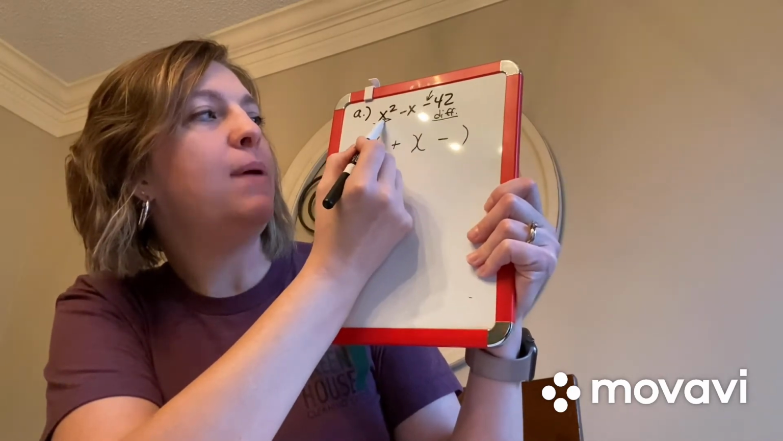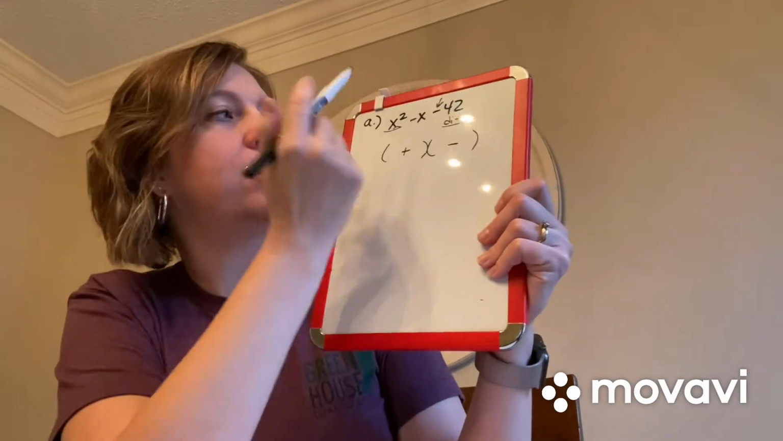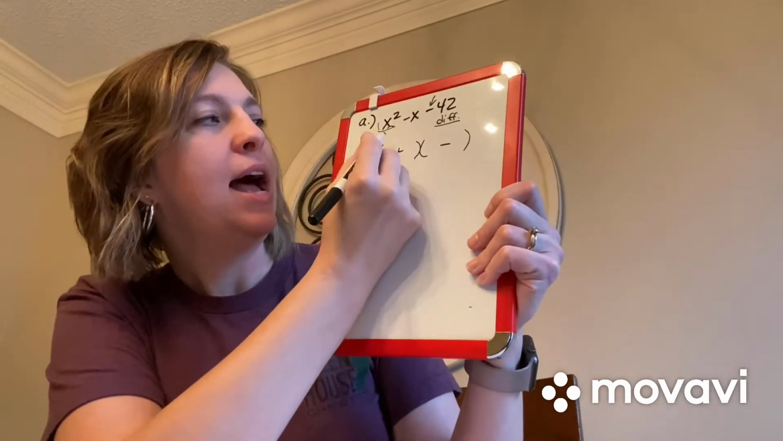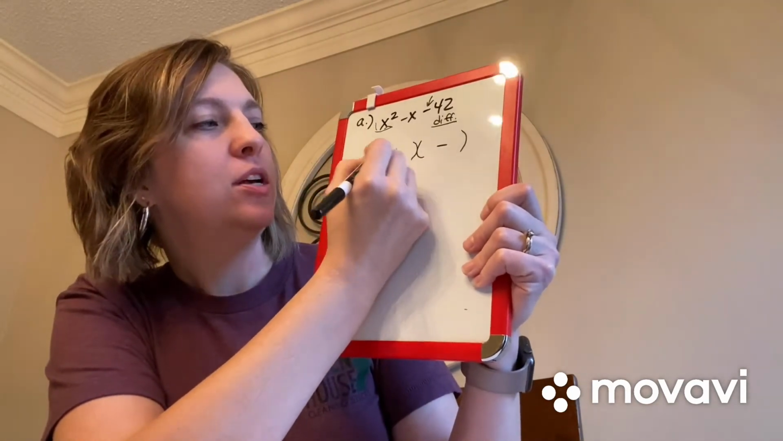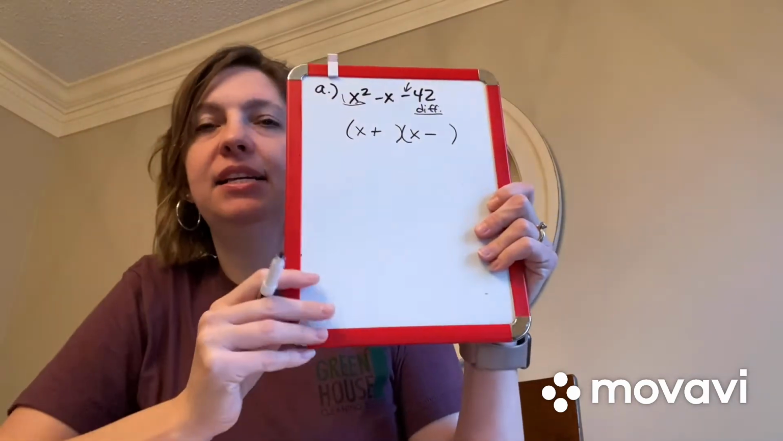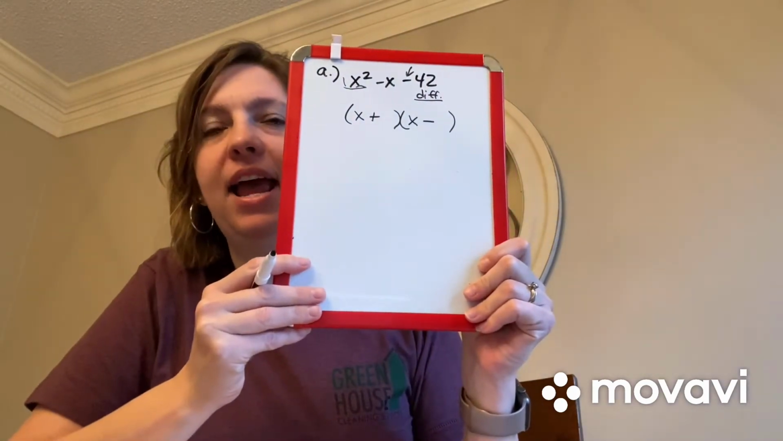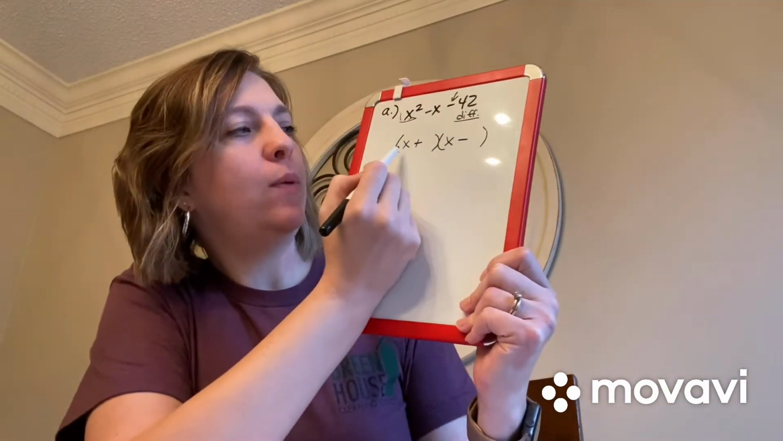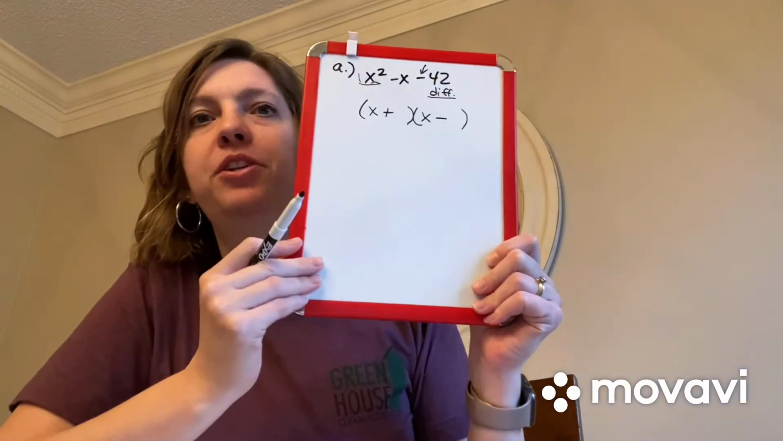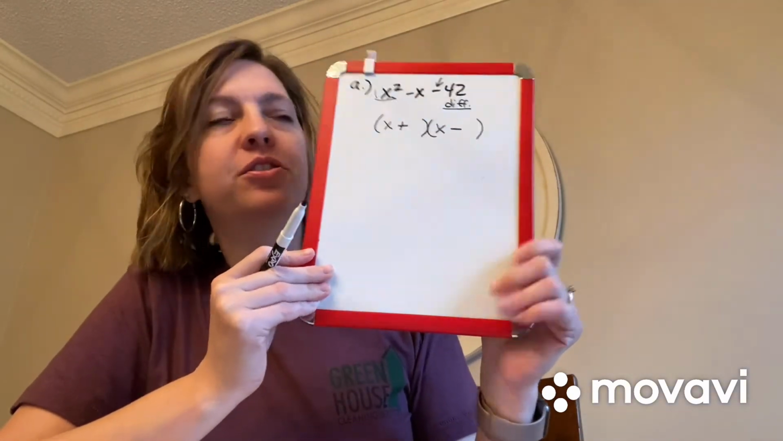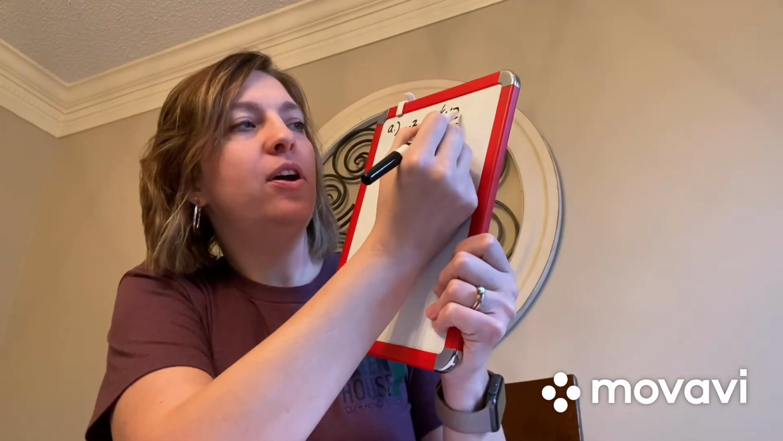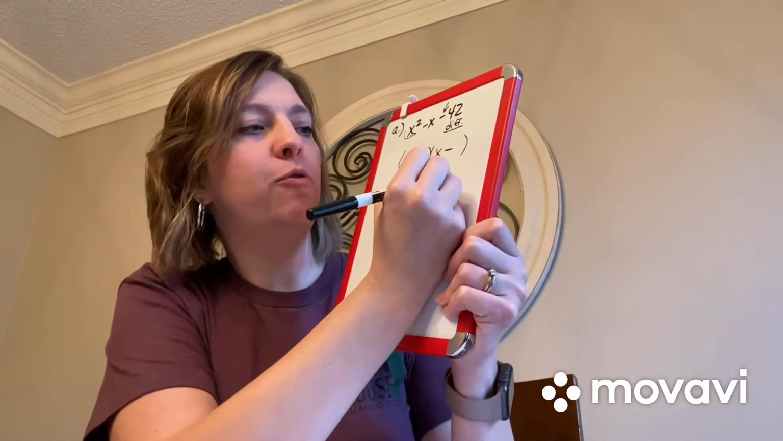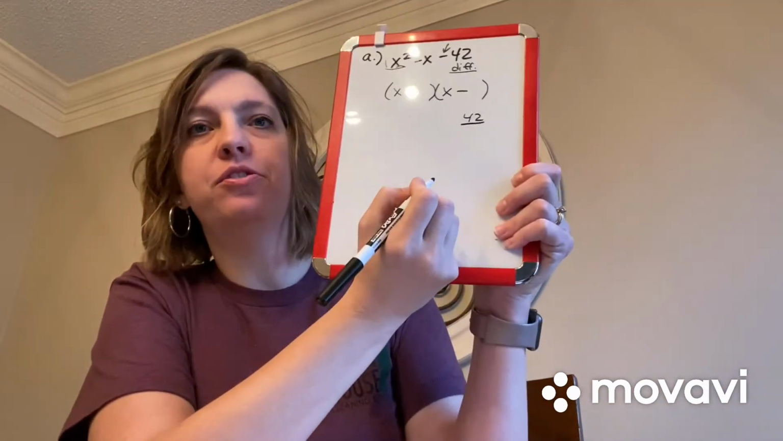Now, because my first is just x squared, the leading coefficient is 1, I just have to break apart the ones. So this would be x and x. Does everybody see where I got that? X and x. So I broke apart x squared and I put x and x in my two binomial factors. Now, what I've got to look at are the factors of 42. What are the factors of 42?